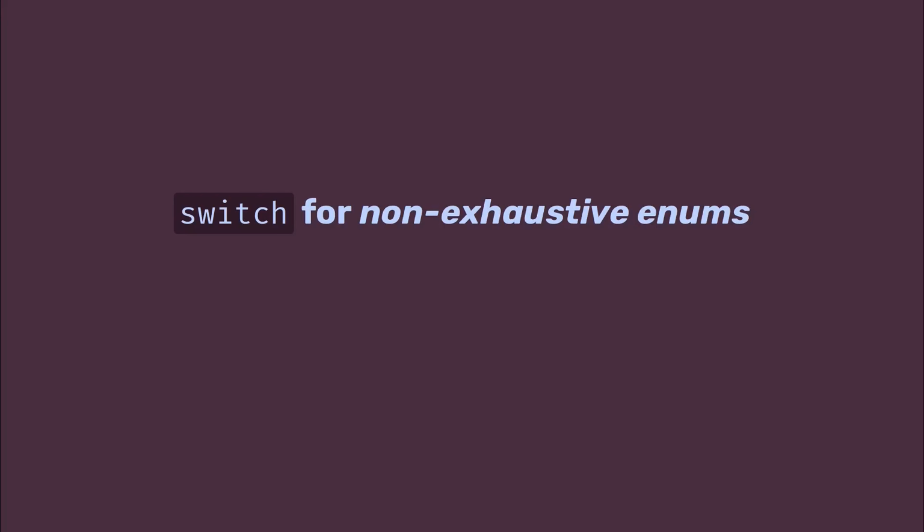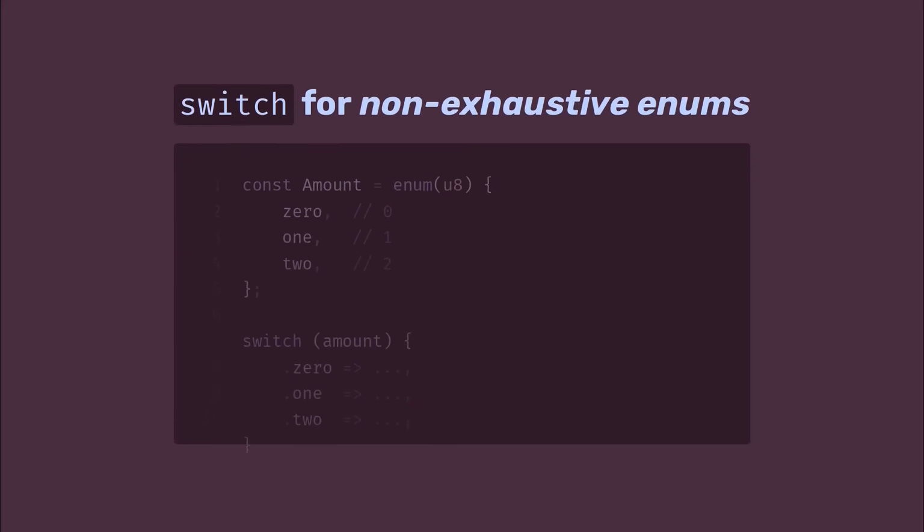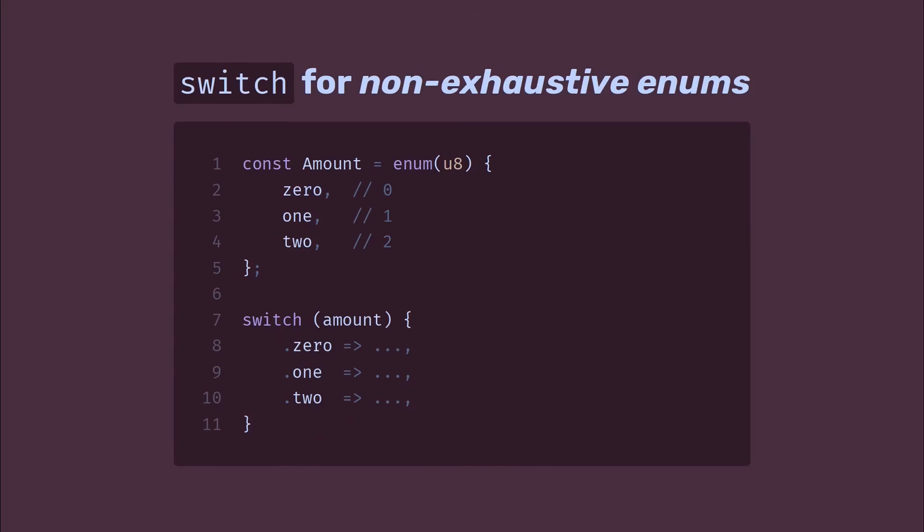Switch with non-exhaustive enums. Another language change, this time to actually allow us to write more code. Check out the following example. It's a simple enum with 3 tags and a switch statement over it.